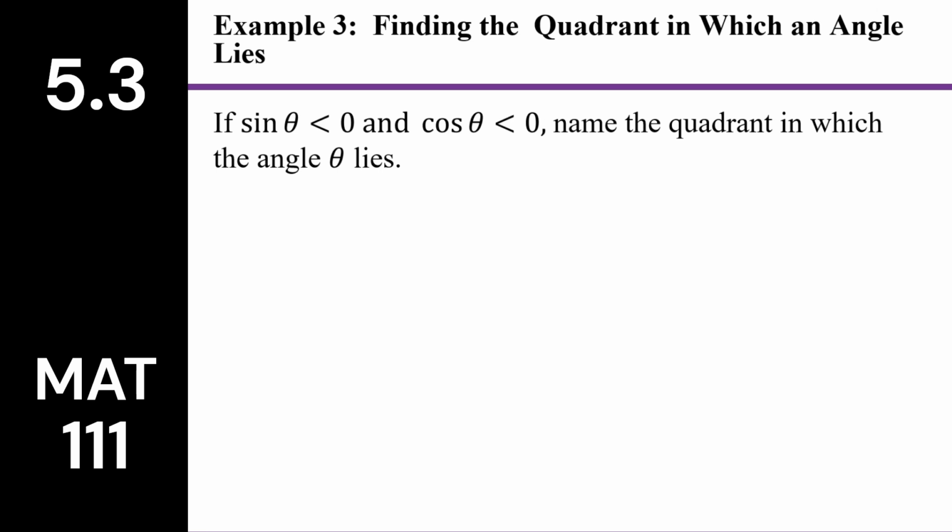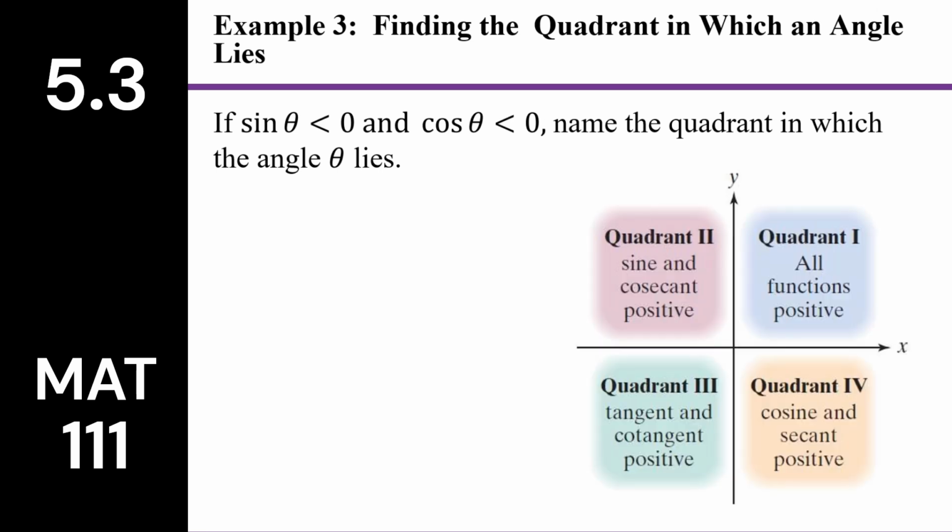Here's an example. If the sine of theta is less than 0 and the cosine of theta is less than 0, then name the quadrant in which the angle lies. We look at our 4 quadrants, and we first take a look at the fact that the sine of theta is less than 0, which means it's negative. Well, it can't be in the first quadrant because all the functions are positive there, and it can't be in the second quadrant because in quadrant 2 the sine is positive.